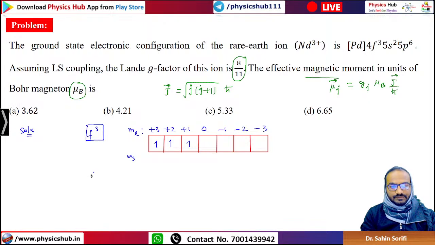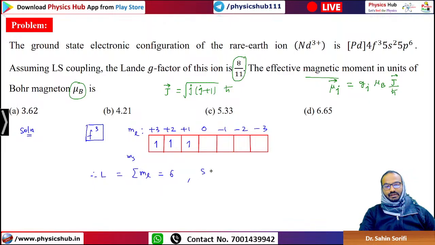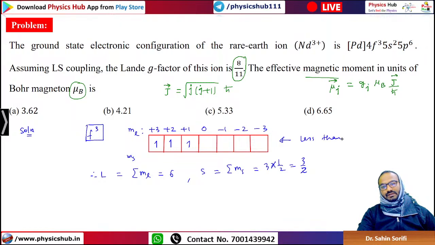Let's calculate the value of L. L is the sum over ml: 3 plus 2 plus 1, 6. S is the sum over ms, so 3 halves, 3 by 2. So this is less than half filled. For less than half filled, you know, inverted order. Inverted order means the highest J will lie lowest. So what is the value of L plus S?